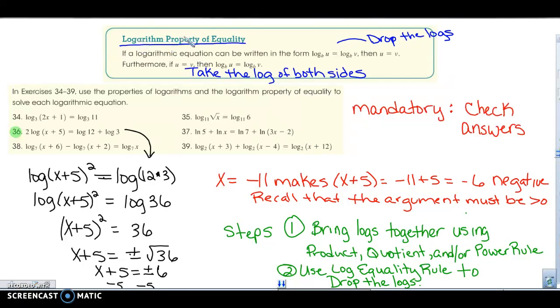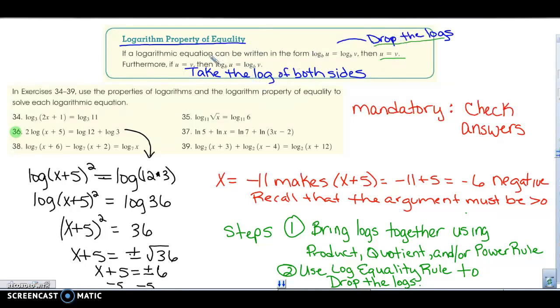All right, we have the logarithm property of equality, which basically says when you have the same bases, log base b of u equal log base b of v, same bases on both sides, single log here equal a single log here, you can drop the logs and say that the arguments then have to equal each other. Or if you have an equation, you can take the same base, the same log of both sides.